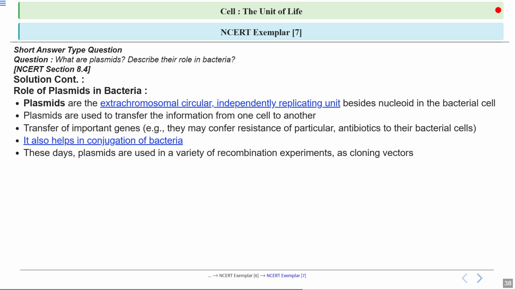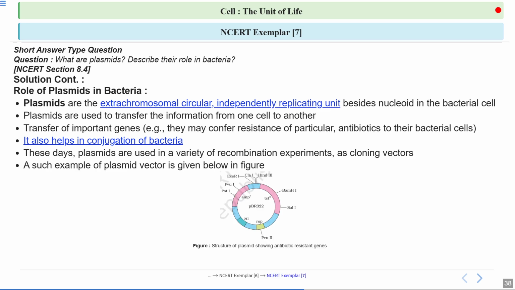So these days plasmids are used in a variety of recombination experiments as a cloning vector. We use this plasmid as a cloning vector in recombinant DNA technology. You can see this is one of the plasmid structures, and it is a modified plasmid that is called a vector. You can see the ampicillin R, this pink color. Ampicillin resistance means ampicillin is a particular antibiotic, and the plasmid provides resistance to this ampicillin.